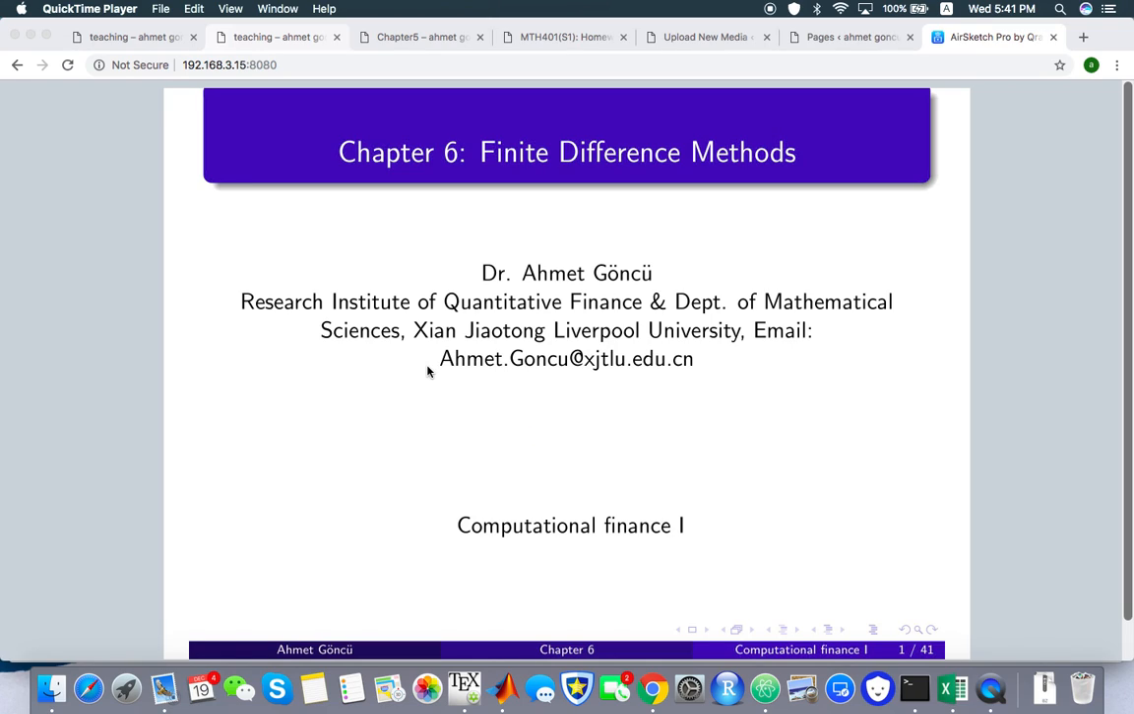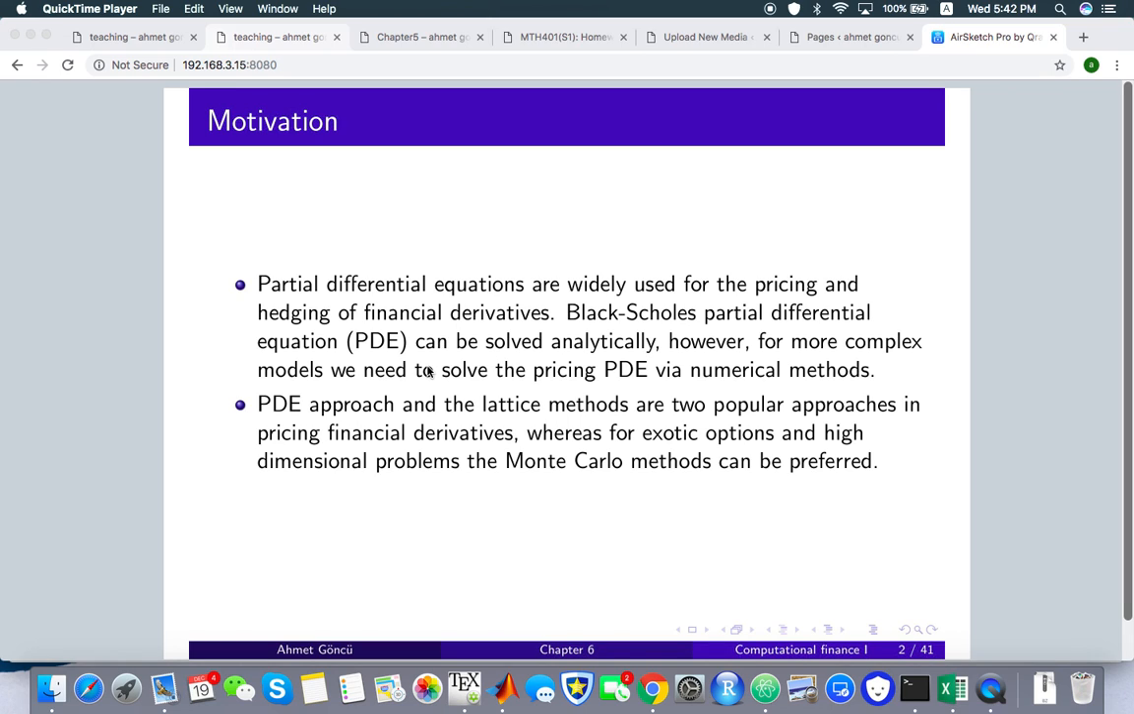Okay, welcome to Chapter 6, Finite Difference Methods. In this chapter, we will talk about the so-called finite difference methods, and these are techniques to solve basically partial differential equations. So here's a brief motivation.